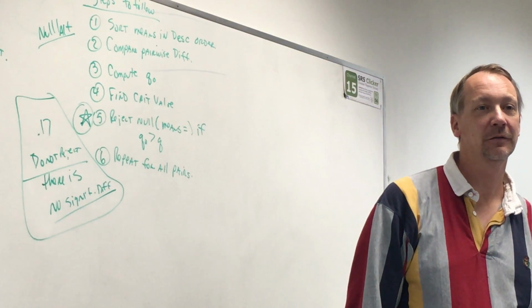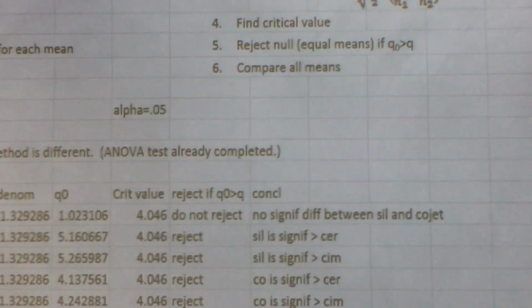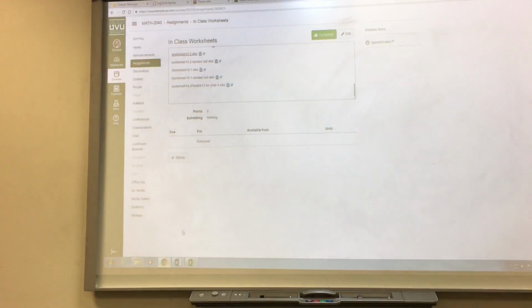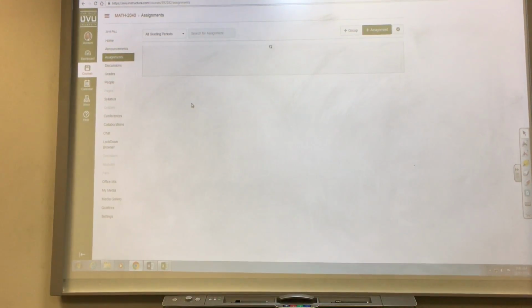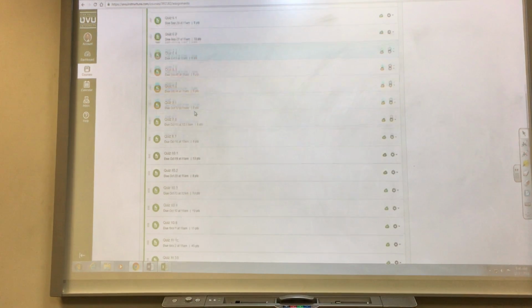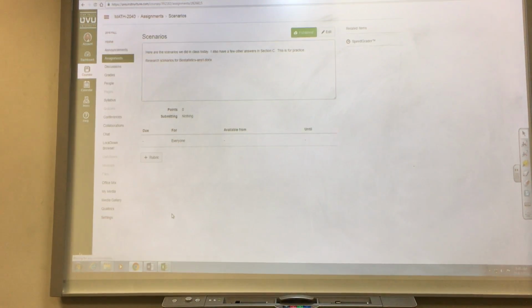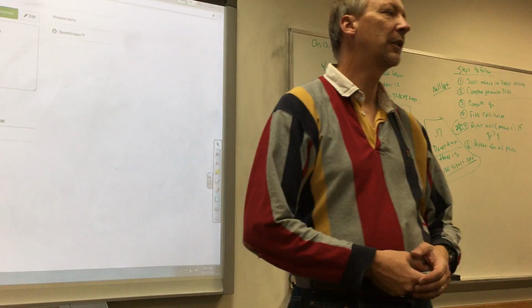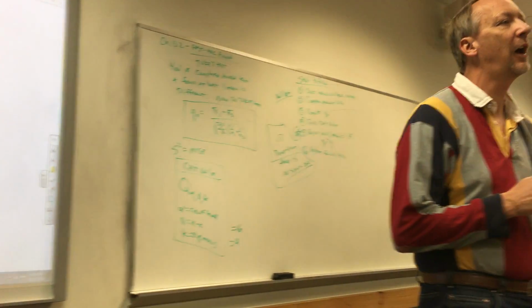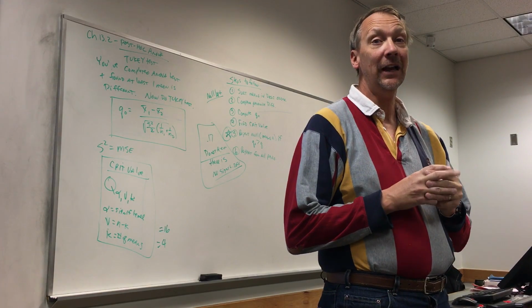How do you find the scenarios that you posted? Scenarios are under the assignments in Canvas, almost where the worksheets are, but it's called scenarios. An undated assignment, scenarios right there. Okay? Now, I didn't give you all the answers, but I gave you a good chunk. So I'll probably put the ones that I didn't give you the answers to on the test. So practice that. That's really important.